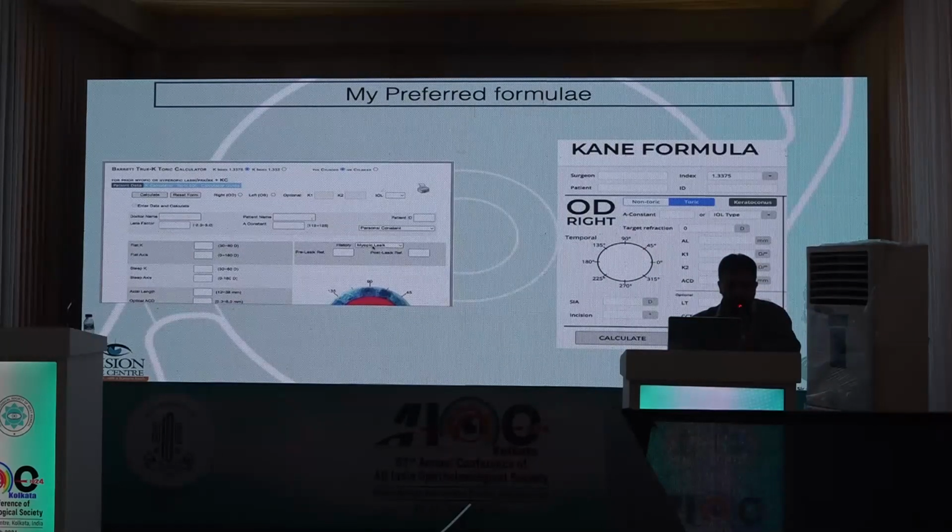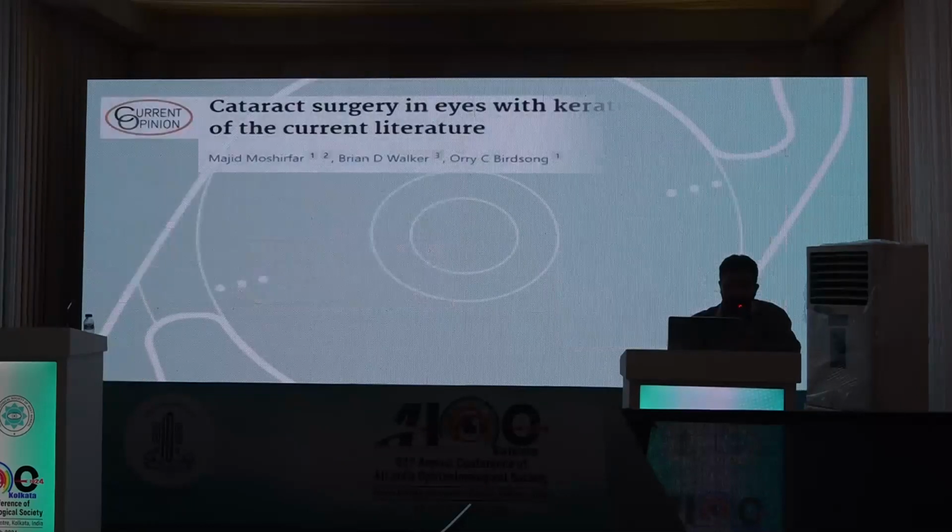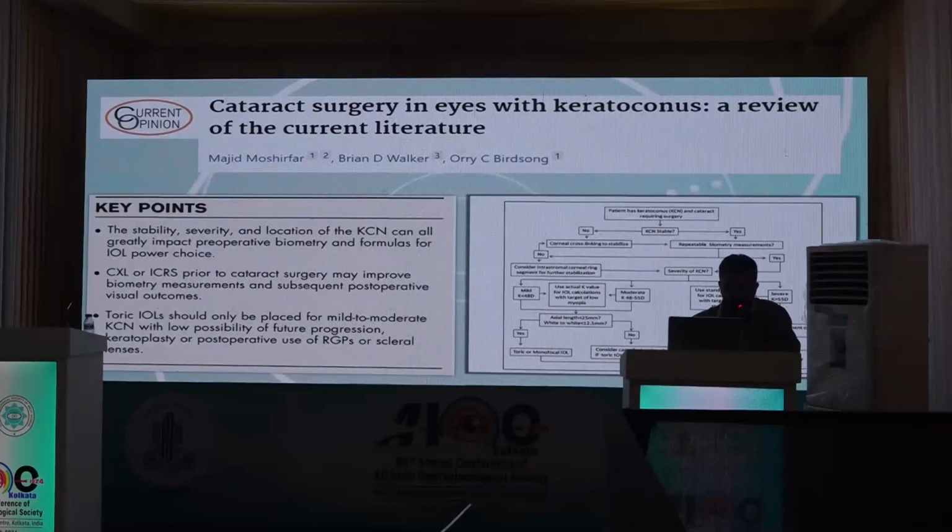Now, my preferred formulas again are the Barrett True-K Toric calculator when you're choosing a Toric IOL. Here you have the option of selecting that the individual has keratoconus, and the Kane formula for keratoconus also works very well when you're considering a Toric IOL. So for the considerations of choosing whether to use a Toric IOL or not in keratoconus, my decision making is quite similar to what this review article in Current Opinion points out.